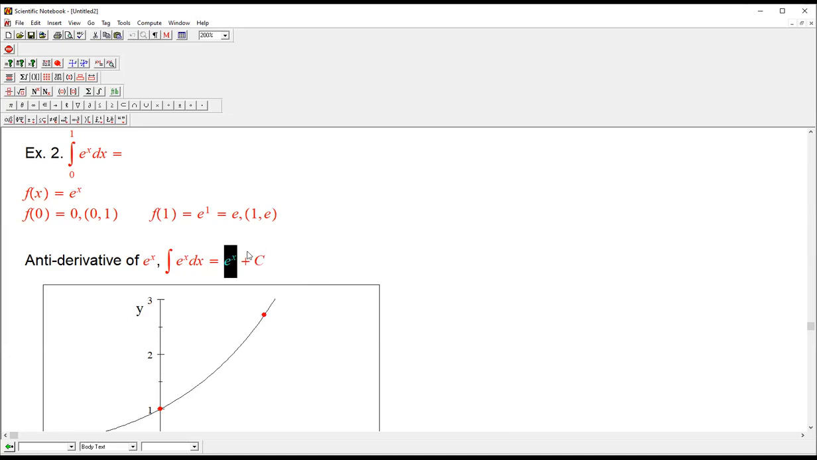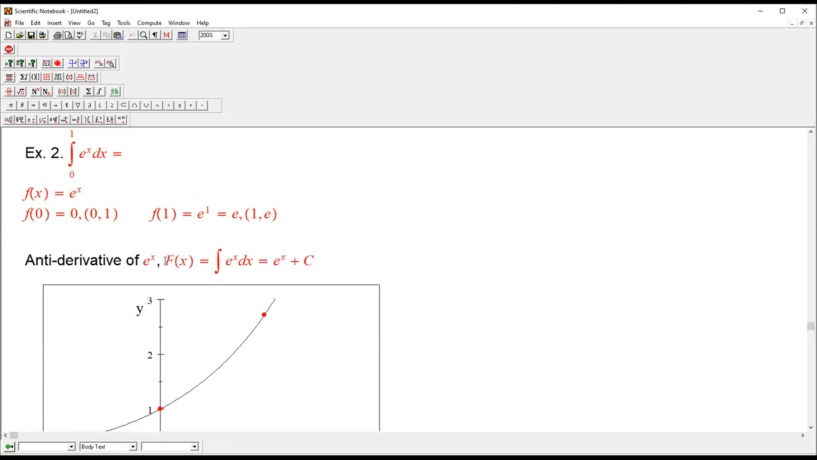That's one of the antiderivatives. So suppose I'm taking e to the power x. I'm going to call that antiderivative, and I even give a name to that antiderivative, capital F of x. Capital F of x is actually a family.